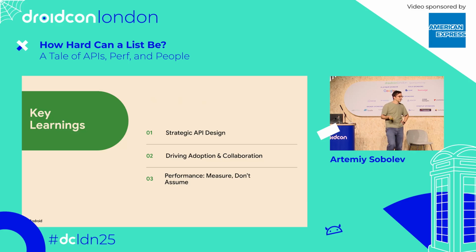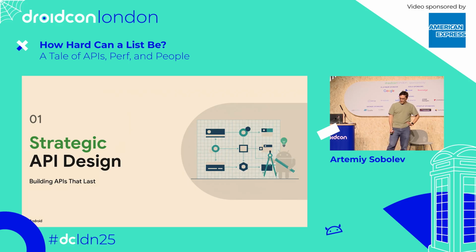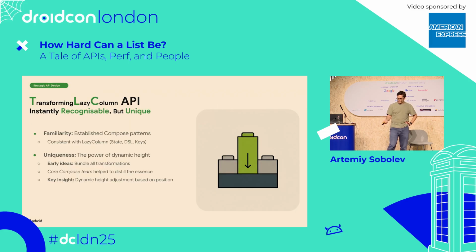And in this talk, it's not necessarily about this specific component, but more about how you can build a foundational component for your company so that the whole company can start using it. We're going to talk about strategic API design, driving adoption, collaboration, and a little bit of performance. Yeah, strategic API design.